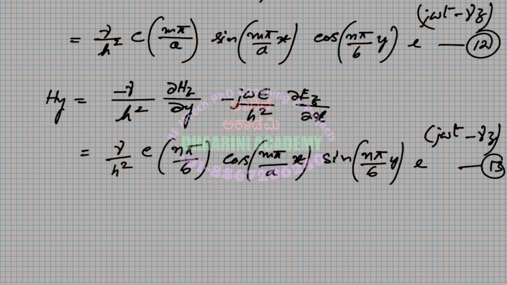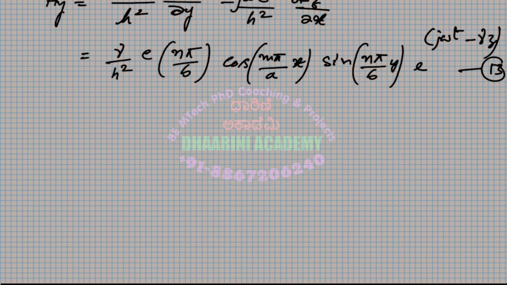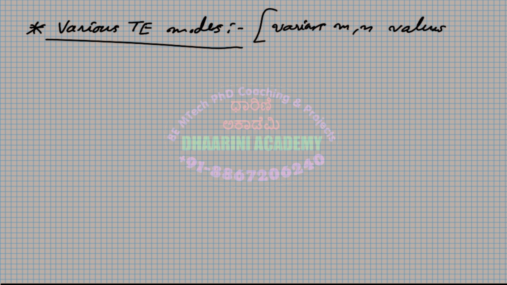Right. So recall, in addition to the equations, when we discussed the TM wave, we had the various modes present in the rectangular waveguide. So let's write that: various TE modes. When you say modes, you are going to substitute various values of m and n. What are the various m, n values you can substitute in the equation? So let's start the discussion about that.